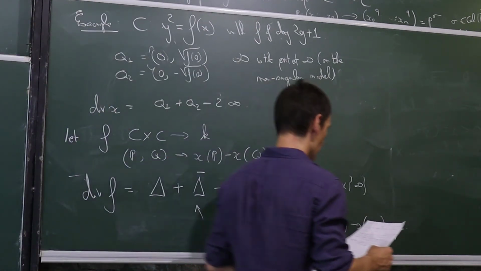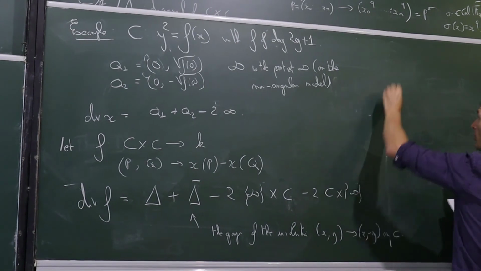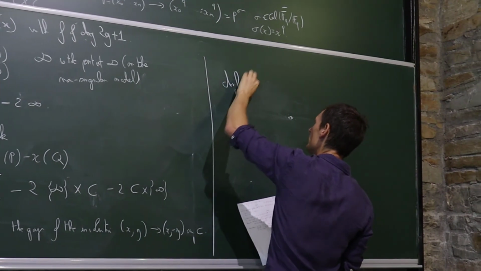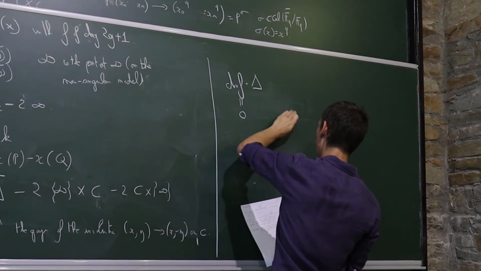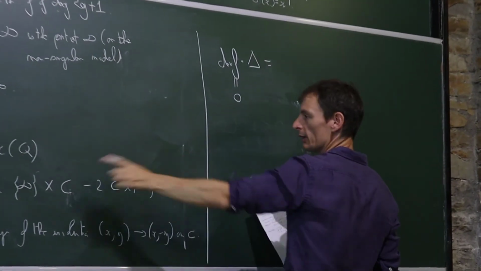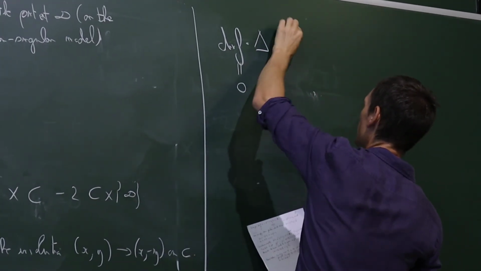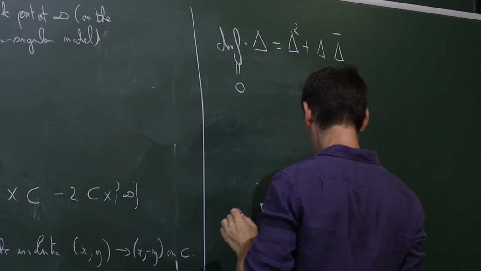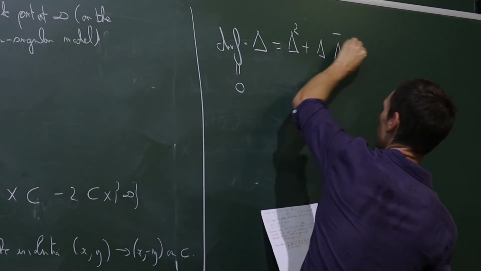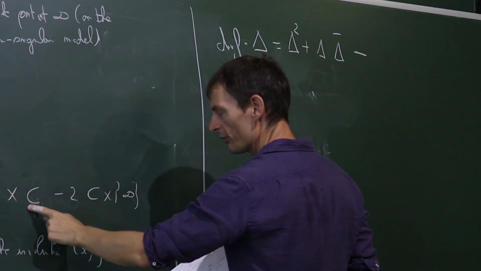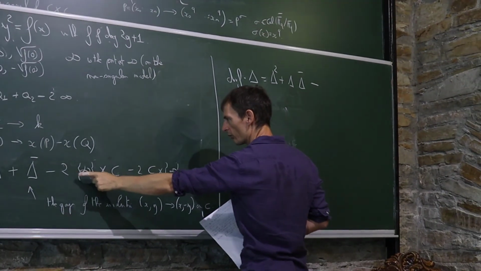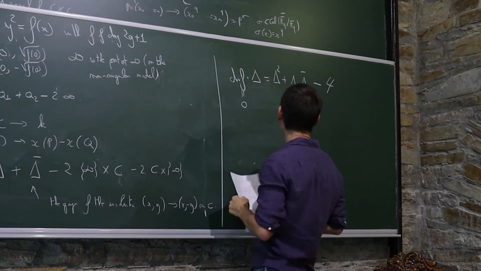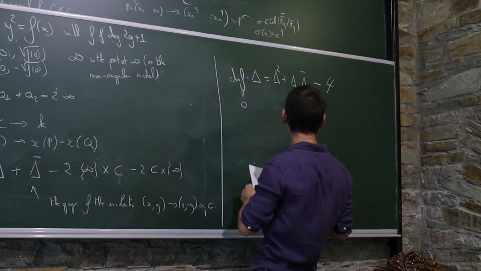So now, because this is an effective divisor, if I do the intersection of div of f with delta, I should get 0. And if I compute now with the right member, I obtain delta square plus delta times delta bar and minus delta times this, but already we have computed this once. I mean, this is 1, so it's minus 2, and minus 2, so minus 4. So the only piece I need to understand is this middle term.